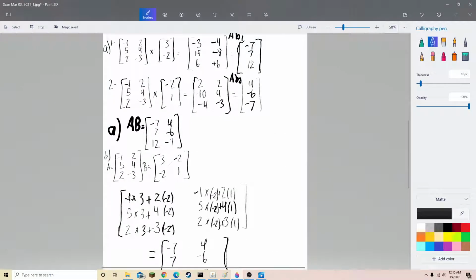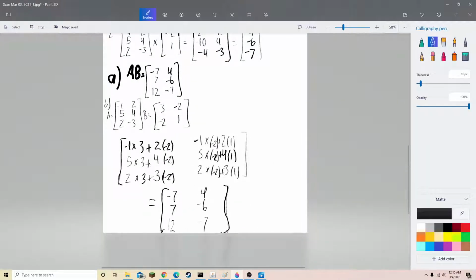And then for this spot, we're now in the second row, so 5 times 3 plus 4 times negative 2. And then for the second row, in the second column, we have the second row here, so 5 times negative 2 plus 4 times 1. And then for the third row in the first column, we use the third row, so 2 times 3 plus negative 3 times negative 2. And then the third row, second column, 2 times negative 2 plus negative 3 times 1.